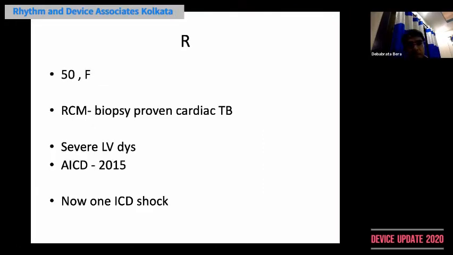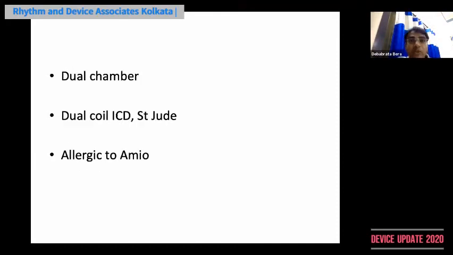So this patient is a restrictive cardiomyopathy patient, biopsy-proven cardiac TB, severe LV dysfunction, and she had an AICD around 5 years back. Now she came with one ICD shock. Now again, the question is the same: whether the shock was appropriate or inappropriate. Because if it is an appropriate shock, you need to treat the VT. If it is an inappropriate shock, you need to fix why it was inappropriate.